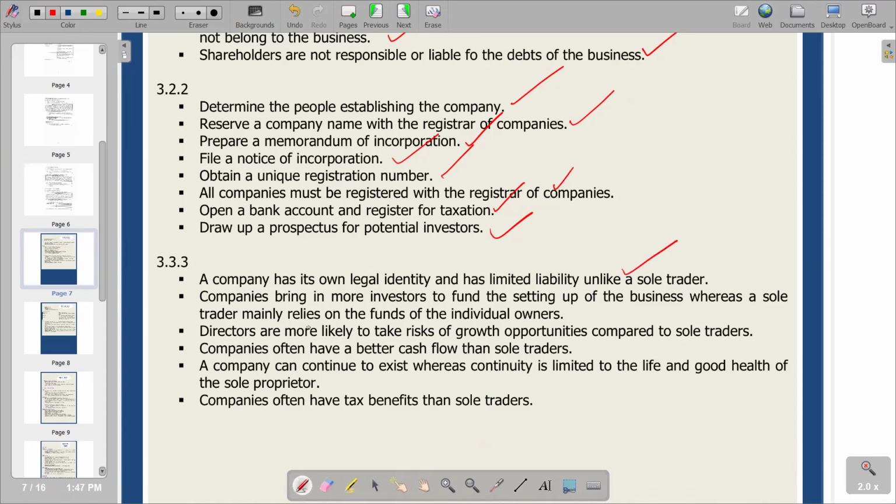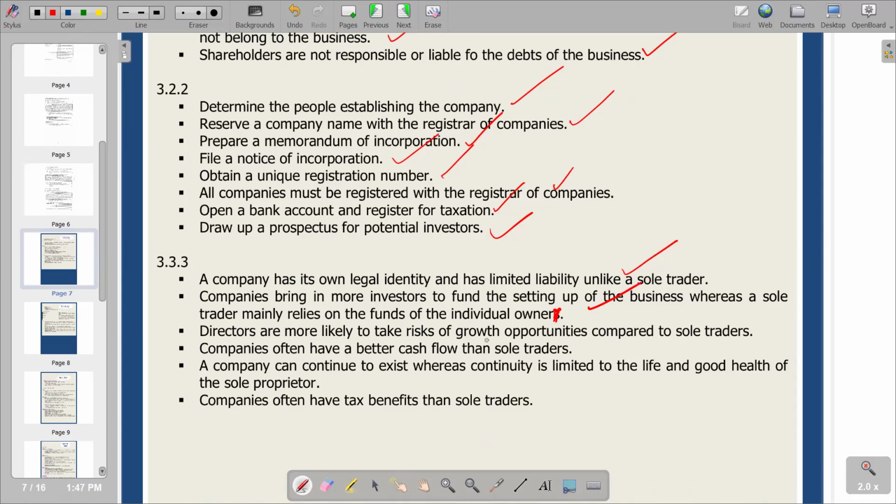Second one, companies bring in more investors to fund the setting up of the business, whereas a sole trader mainly relies on the funds of the individual owner. So you see that we have one owner as a sole trader, very important for us to take note. For a company, they can raise more capital or equity because of more investors, who are the shareholders. We can issue the shares to many shareholders, so we can raise more capital, which is an advantage.